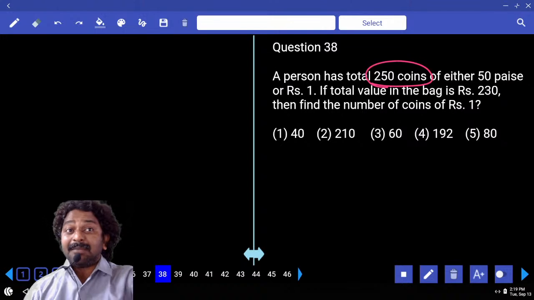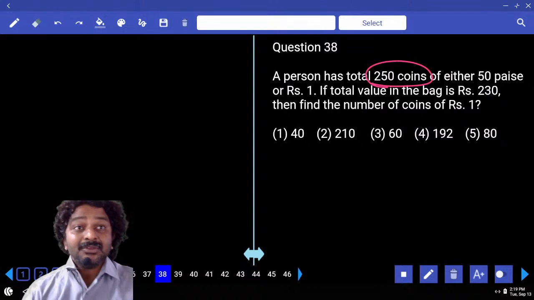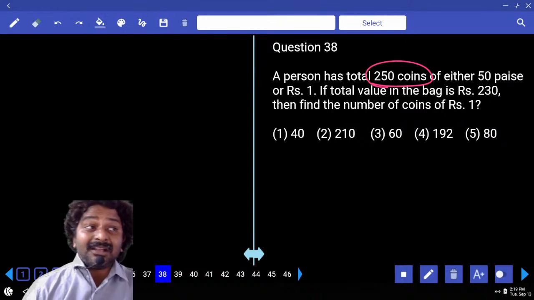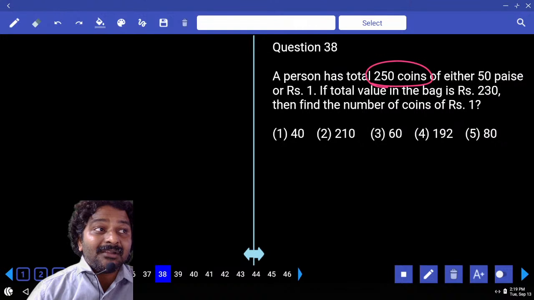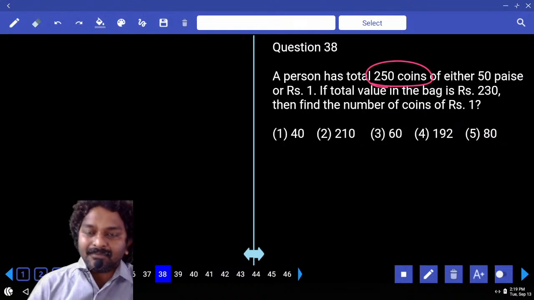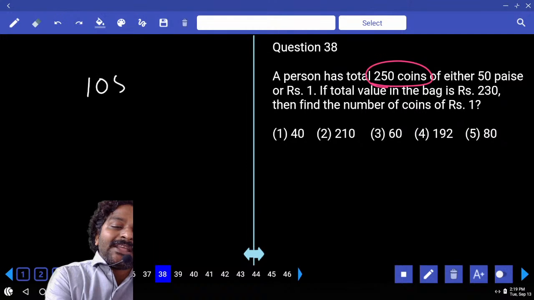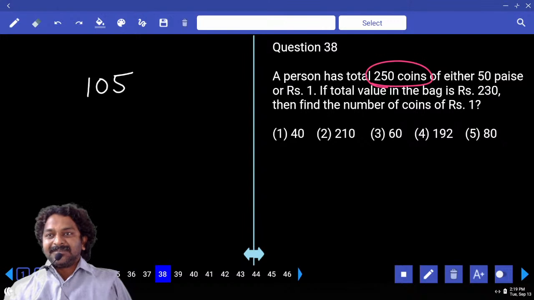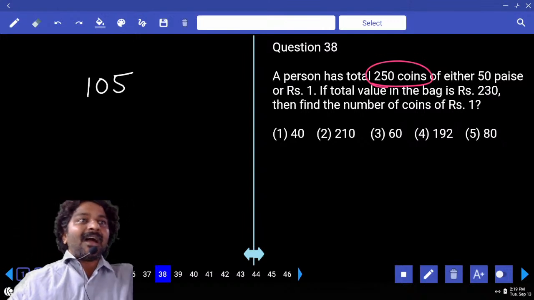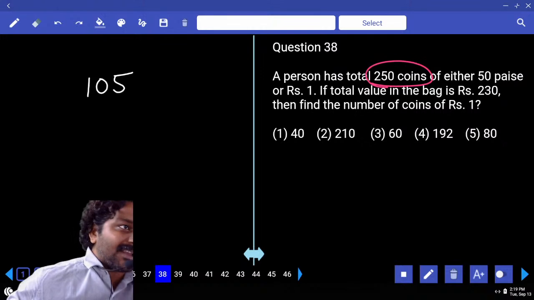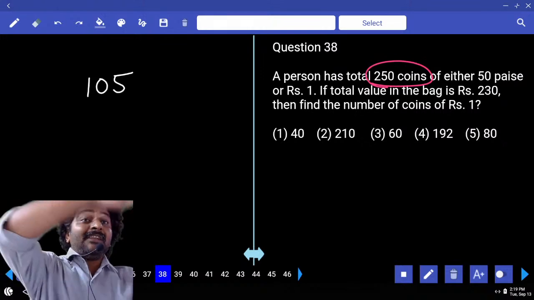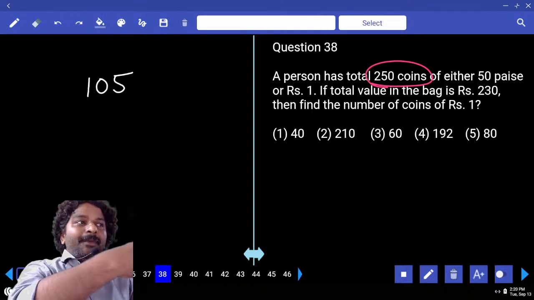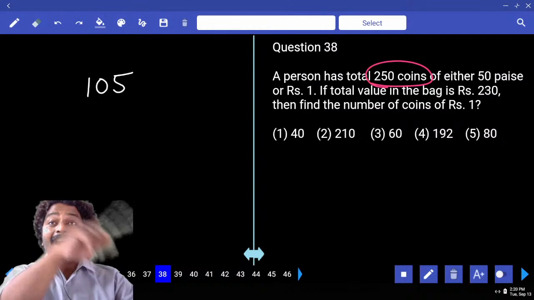125. But how much is the amount given in question? So you got less amount, right? How much less amount? In the question 230 rupees, but you got 125. How much less you got? Can somebody tell me what exactly is the reason for getting 105 less rupees? Because there are already some 1 rupee coins there, correct? But now we converted them to half rupee. If you convert 1 rupee coin to 50 paisa coin, how much difference you will get?